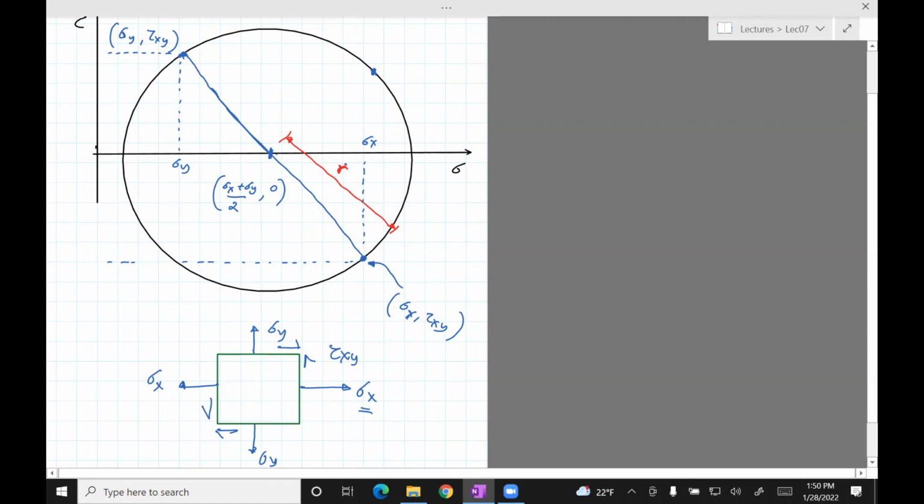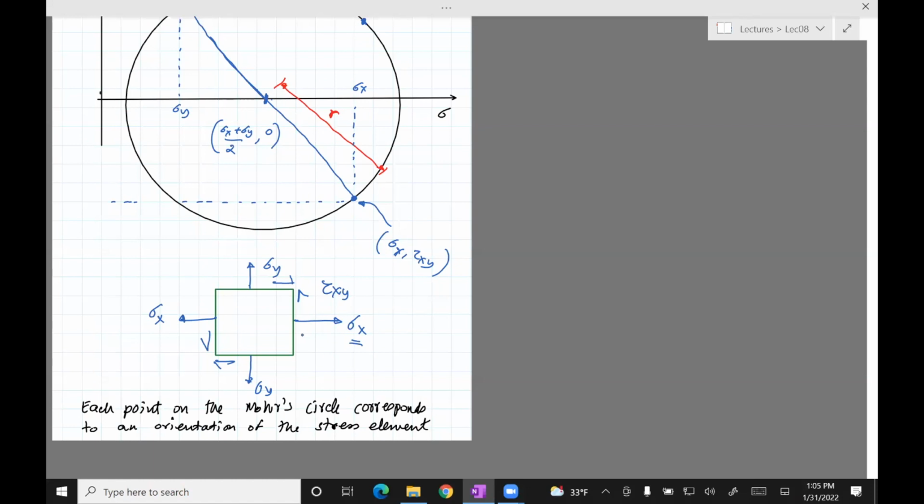Yeah, I'm out of time. So the radius is basically going to be, you know, the numeric value for the center, because sigma x, sigma y is given to you. You know the numeric value for sigma x, tau xy because it is given to you. You just find the Euclidean distance between them and then you have the radius. Draw the Mohr circle from that.